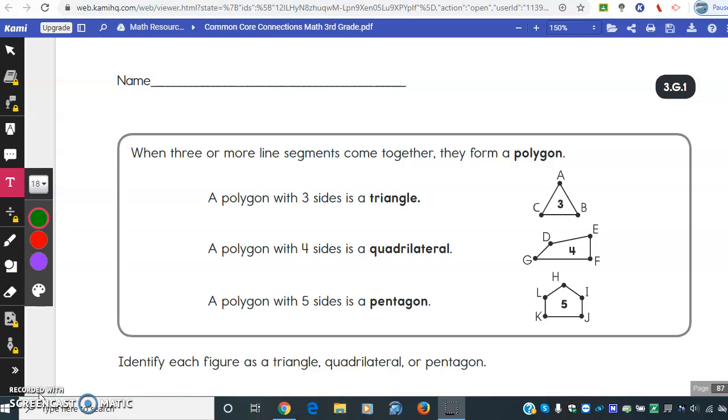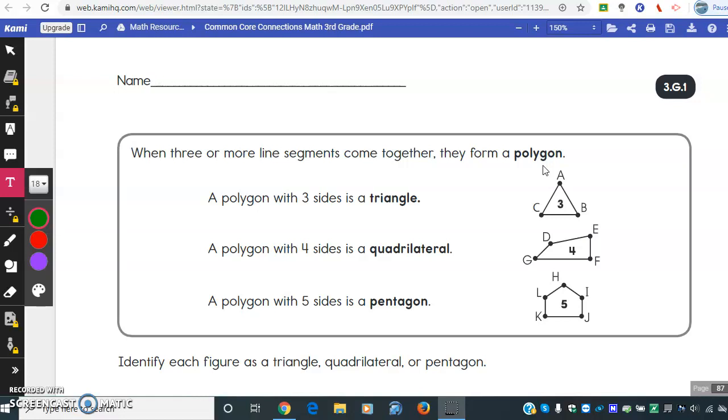So the first thing we need to review is what a polygon is. And up here it says, when 3 or more line segments come together, they form a polygon. And I'm going to add a little bit to that. I want you to remember that a polygon is a closed, flat or plane shape with straight sides. No curved lines, no crossing through the middle, no open sides, right?